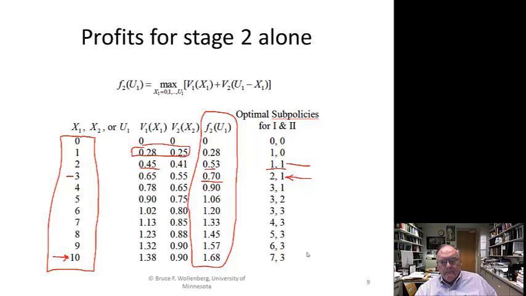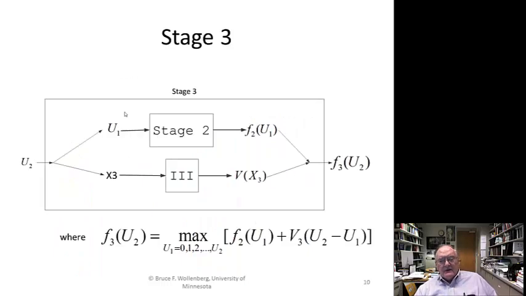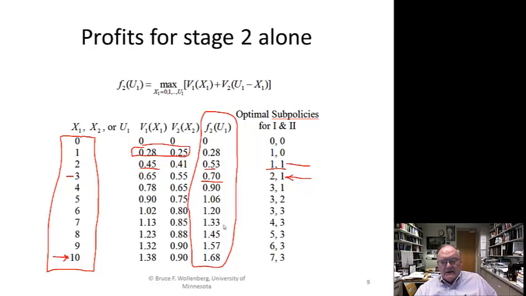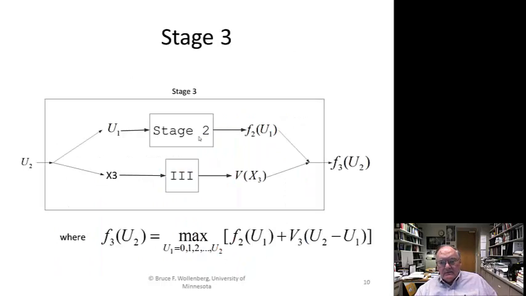Okay, now I simply say, okay, here is U1 and stage 2 to get F2 of U1. Now let's come back here. I need this table. So that table that I just developed is used for this one. This one I have to have the X3 V of X3 table up here. It should be V3 of X3, if we could add a subscript to it down there.